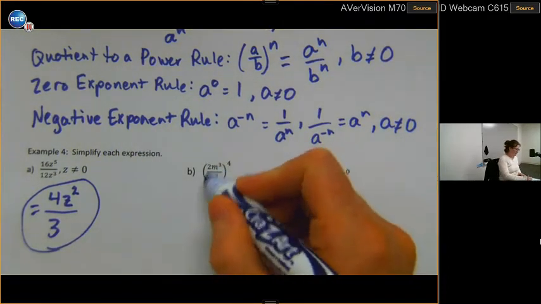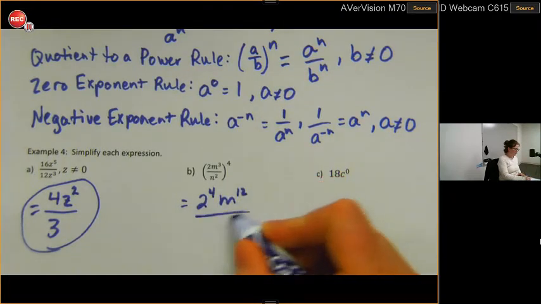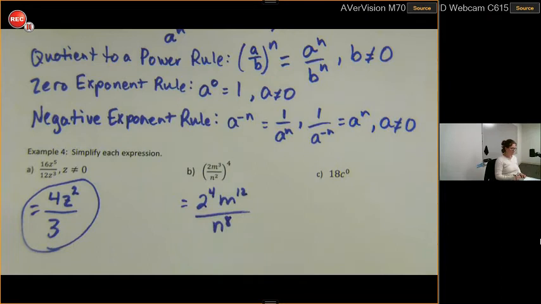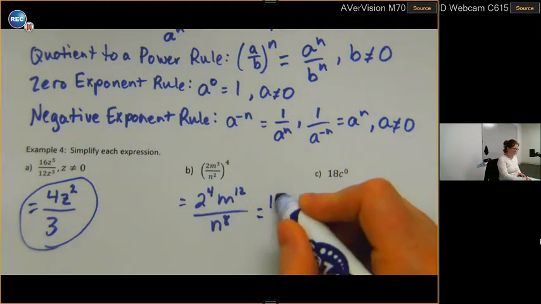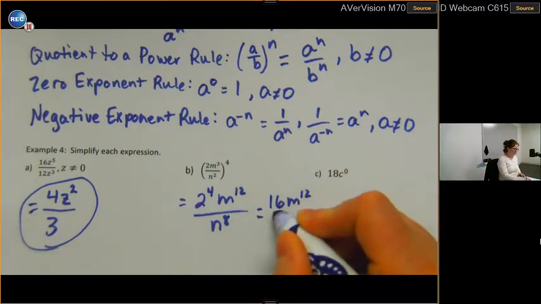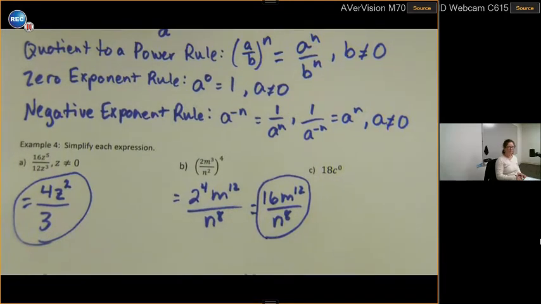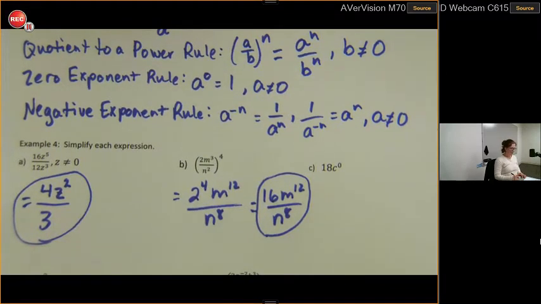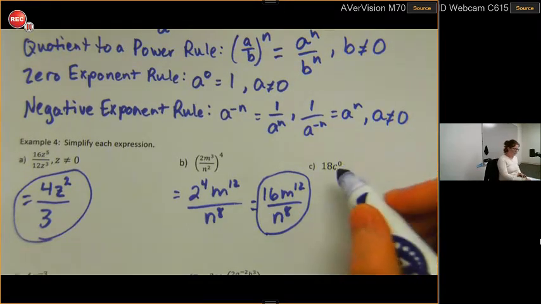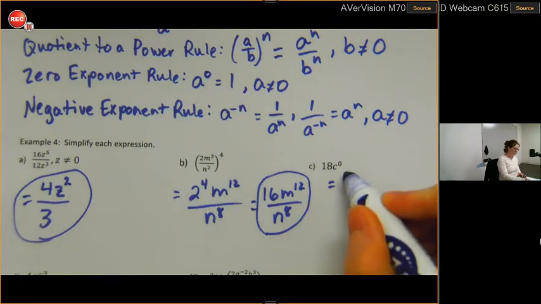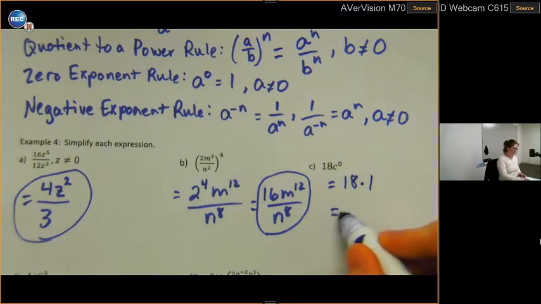Letter B, I'm going to distribute 2 to the 4th, m to the 12th, n to the 8th, and then go ahead and solve out. 2 to the 4th power is 16, m to the 12th, n to the 8th. Letter C is 18, c to the 0. Anything to the 0 power is 1, but the 0 power is only on the c. So it's 18 times 1, which is 18.